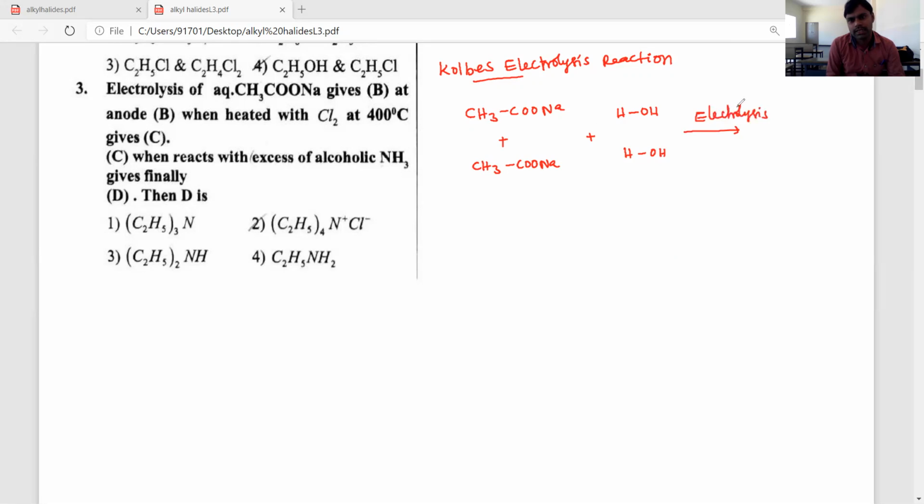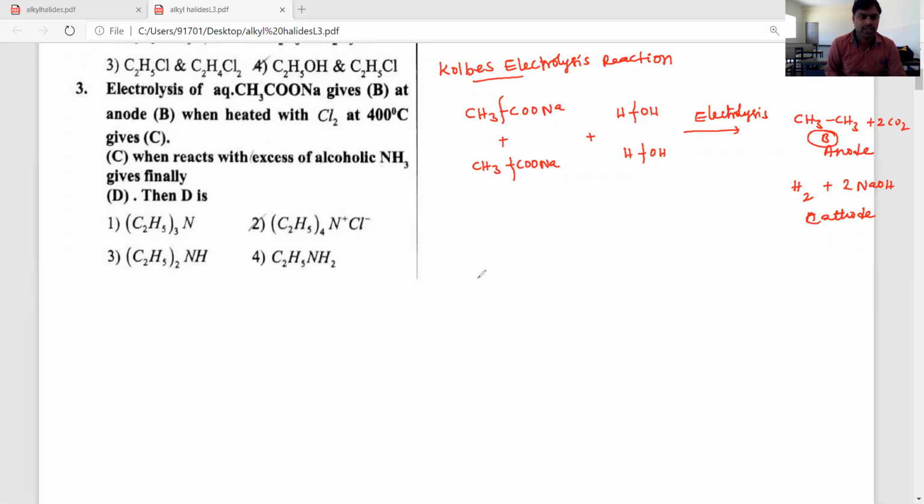In first year only we studied this Kolbe electrolysis reaction. This bond will break and here it will break. At the anode, ethane, CH3-CH3, plus 2CO2 will form. And at the cathode, H2 gas, as the water molecule will be ionized to give H plus and OH minus. H2 plus NaOH, 2 moles of NaOH will form at the cathode. The alkane formed is the electrolysis compound B. This is B. Okay, B is ethane.